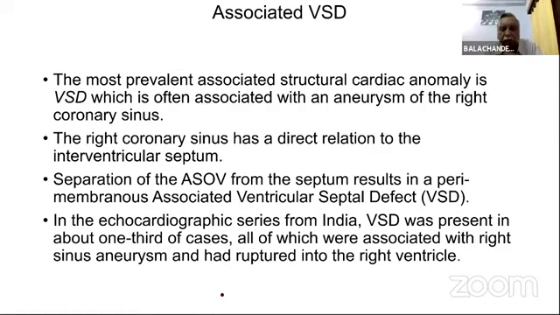Next slide. More important is the associated VSD. And the most prevalent structural anomaly is the VSD, which is often associated with an aneurysm of the coronary sinus. And this has got a right coronary sinus, has a direct relation to the interventricular septum. And most of them may be supracristal VSDs. Next slide.